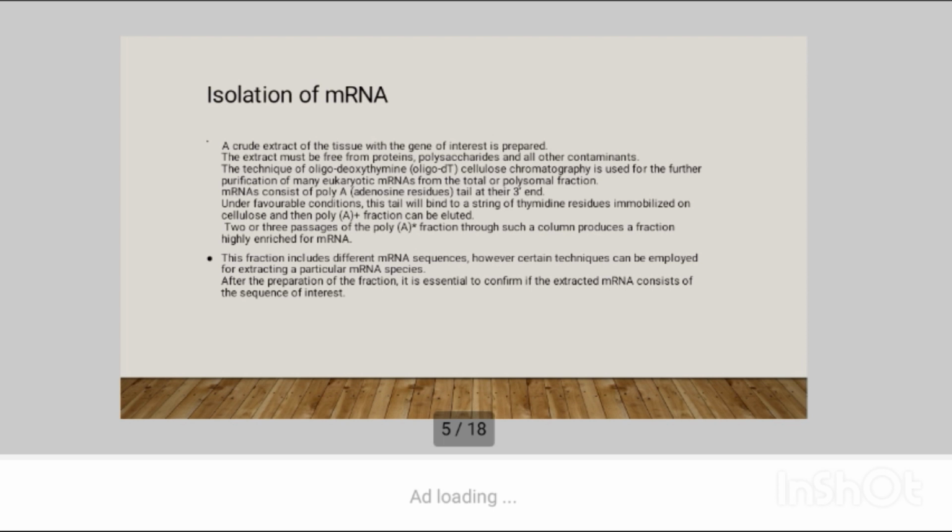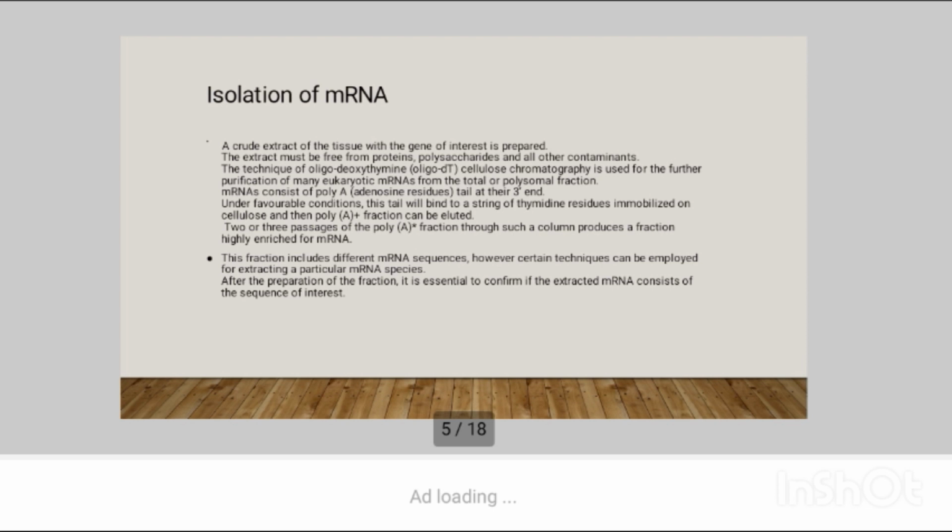There is a 5' and a 3' end. For cDNA, the reverse transcriptase is required, which works from 3' to 5'. Under favorable conditions, this tail will bind to a string of thymine residues immobilized on cellulose and the poly-A plus fraction can be eluted. Two or three passages of a poly-A fraction through such a column produces a fraction highly enriched for mRNA.